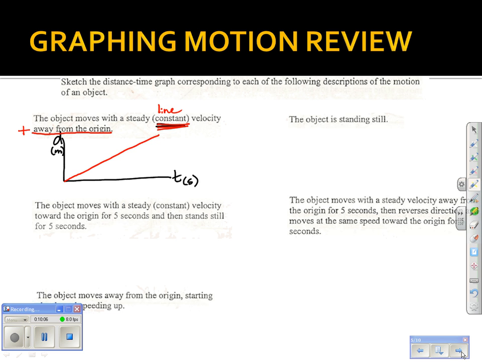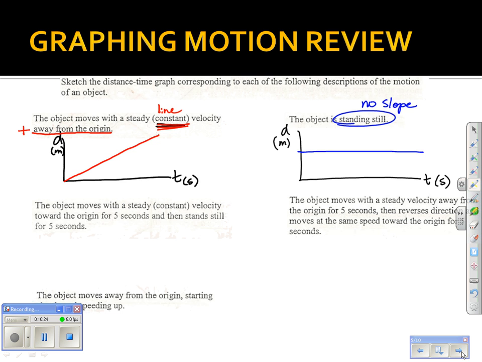All right. This next one, we have an object that is standing still. So I have my distance in meters and my time in seconds. If the object is standing still, then it's just going to be a flat line, because standing still means no slope. These are distance versus time graphs, so these are not speed graphs. All right.